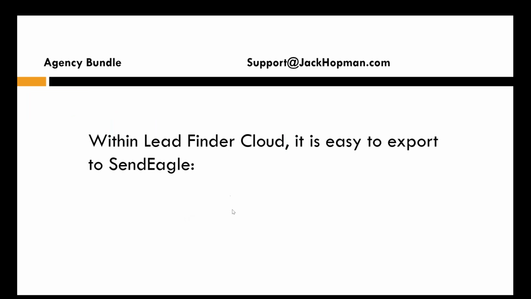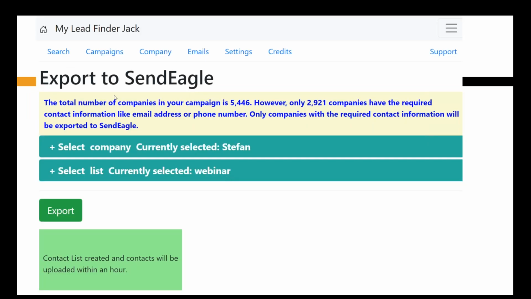With LeadFunnelJack, it's easy to export to SendEagle. When you are in LeadFunnelJack, you go to campaigns, select SendEagle, select the company or the profile, select your list, and then export it. So collecting leads with LeadFunnelJack is easy, but it's also very easy to export them to SendEagle so you can start prospecting them.